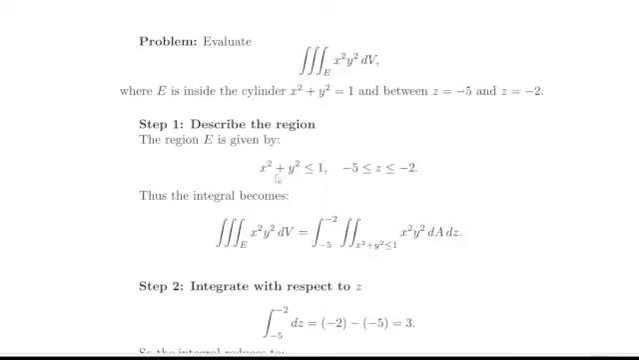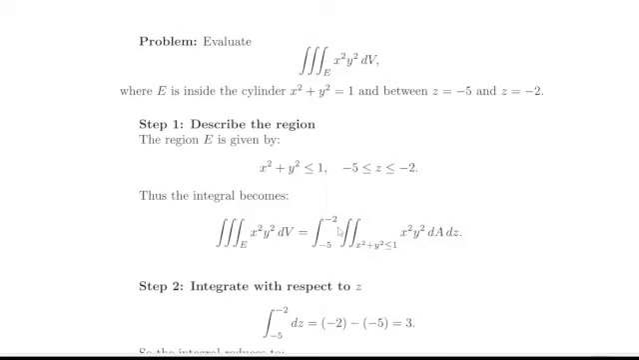That means that we have x squared plus y squared is less than or equal to 1. So that's just going to be a circle with radius 1, and z is between -5 and -2. So we can change the limits for z to go from -5 to -2, and we can choose to evaluate this integral first.